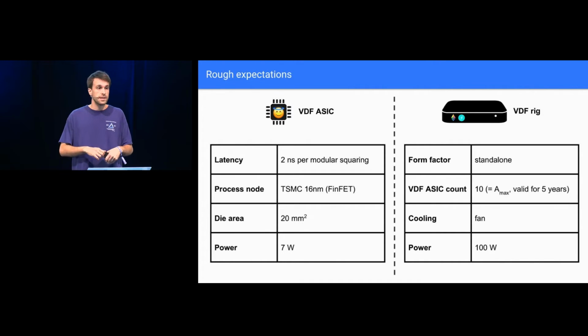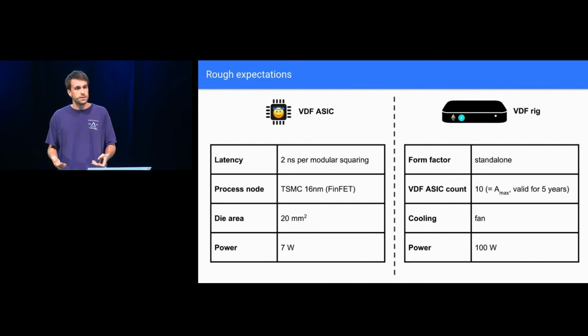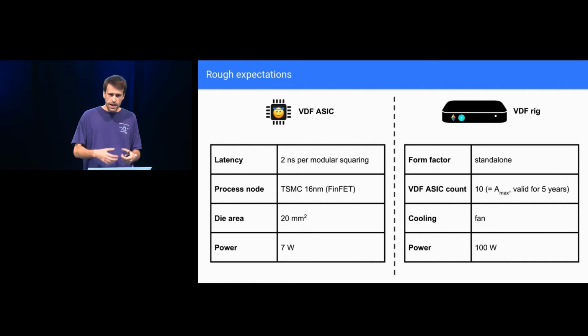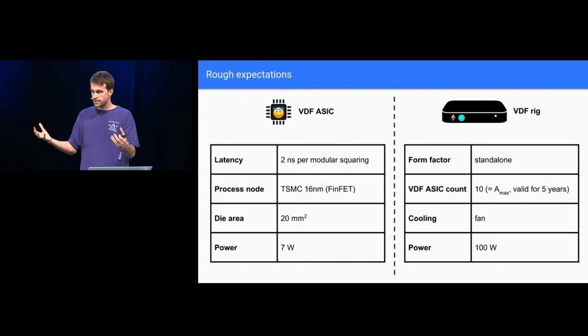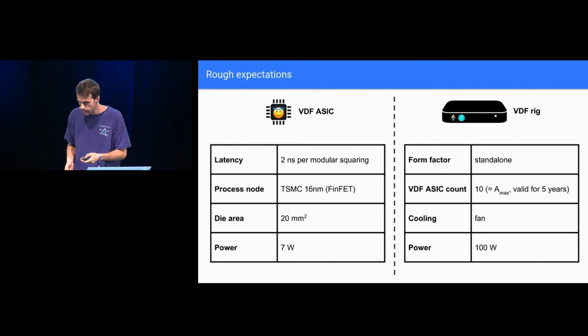We're targeting a fairly advanced process node, 16 nanometer from TSMC. And the size of the chip, the die area, and the power are very reasonable. 20 square millimeters, 7 watts is pretty good. And so we'll be taking these ASICs and putting them in a rig. Each rig would have a max number of ASICs, so maybe about 10 ASICs, and that will lead to each machine consuming about 100 watts. And the machine hopefully should look something like a Mac Mini that you just plug in the wall and it just works.